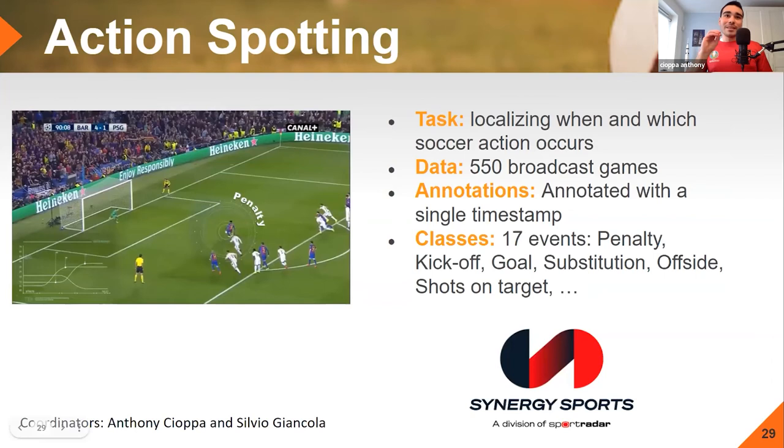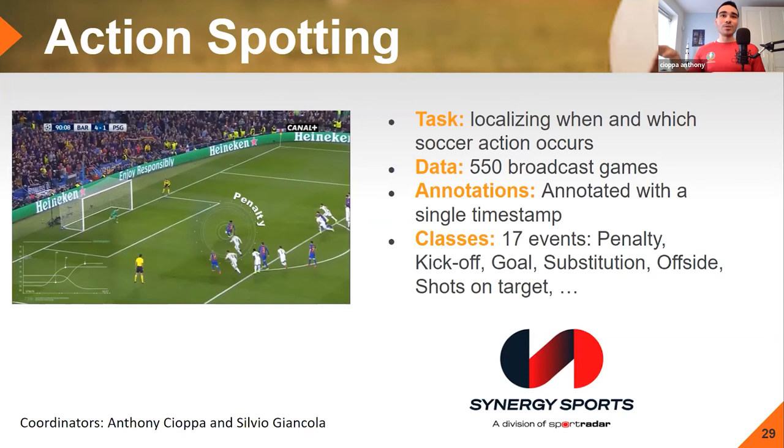This task is very interesting to understand important moments in a broadcast soccer game. It consists in localizing when and which soccer actions occur. So in our dataset, there are 17 different classes that include penalties, kickoffs, goals, substitutions, offside, and many more. And each annotation is actually a single timestamp, which makes the annotation quite scattered. The data consists of 550 videos, 500 for train, test, and validation, and 50 for challenge, from broadcast soccer games that are available at two resolutions, 720p and 224p.